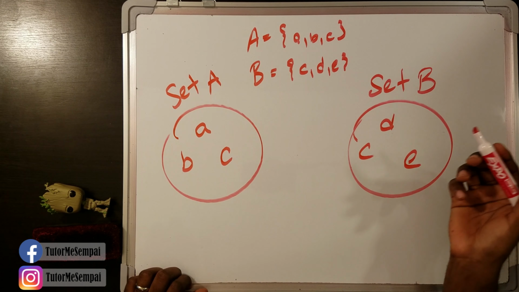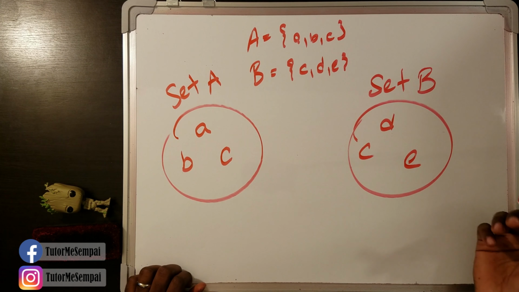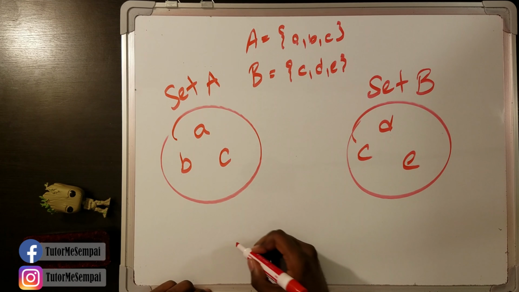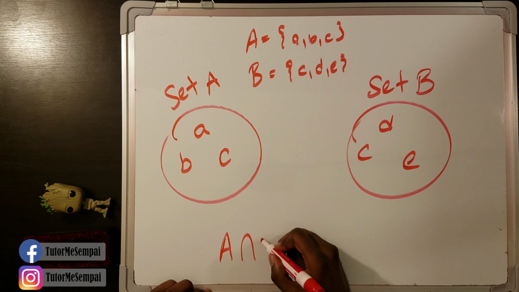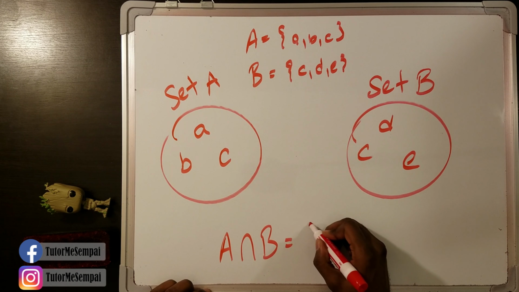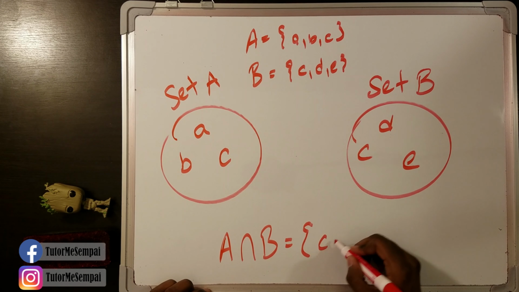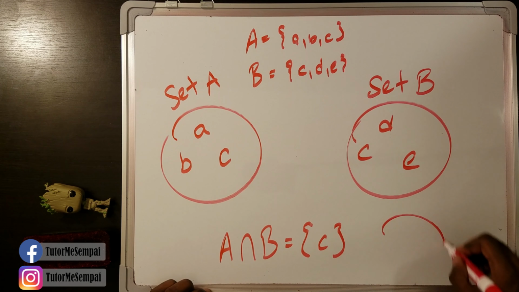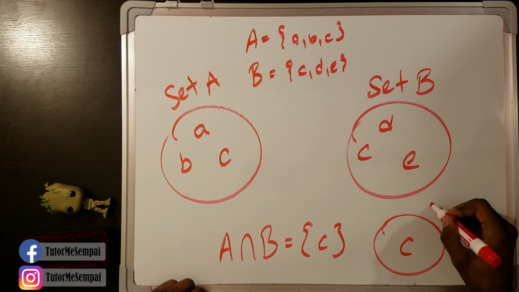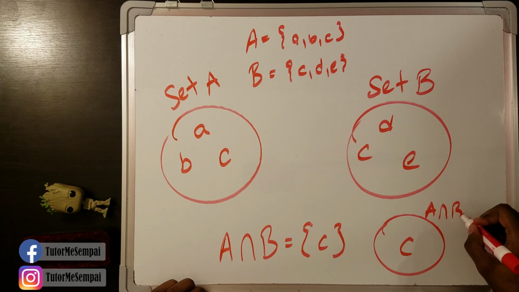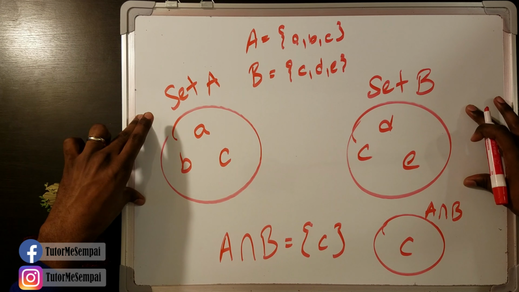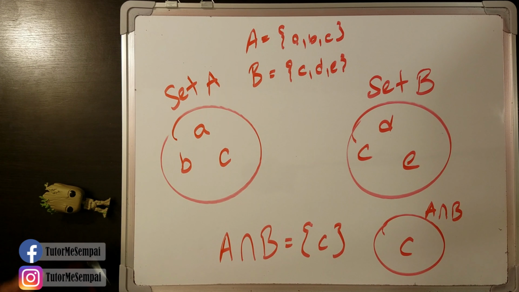However, if you're trying to union these or intersect these, it looks a little different. The intersection of these two sets, let's say A intersect B, is just going to be C in this case, right? So how do you draw that? Well, that's just going to be the set C. This is going to be A intersect B. There's a different way you can write this as well. Instead of giving it its own set, you can use these two sets and merge them in this fashion.